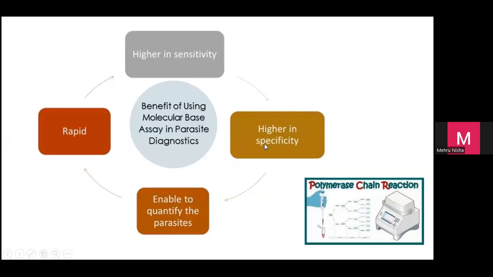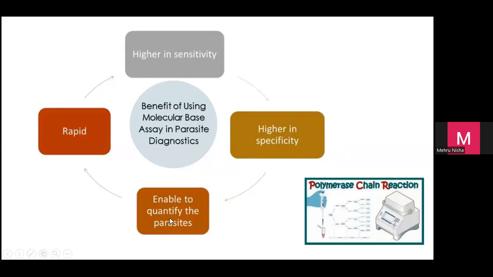Specificity, perkataan spesifik. Spesifik ini bermaksud they can tell you, oh ini Trichuris species A, ini Trichuris species B. Oh ini Ascaris untuk dijumpai di manusia, Ascaris yang dijumpai di lembu, di anjing and so on. So specific to that kind of species.